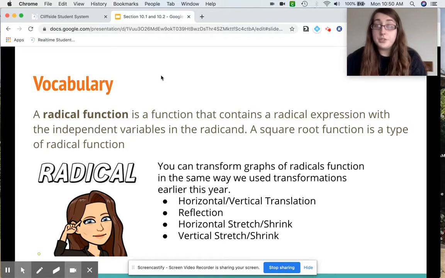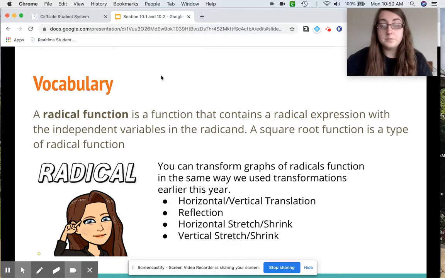And again, we're going to look at transformations that we've looked at before with quadratics and linear functions as well, where you have a vertical and a horizontal translation, moving left to right and up and down, a reflection, and a horizontal stretch or shrink, not too much. We're going to mainly focus on a vertical stretch and shrink.